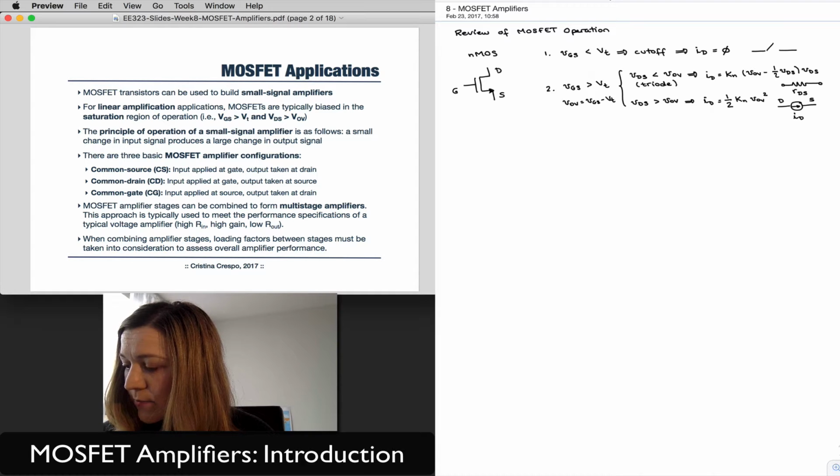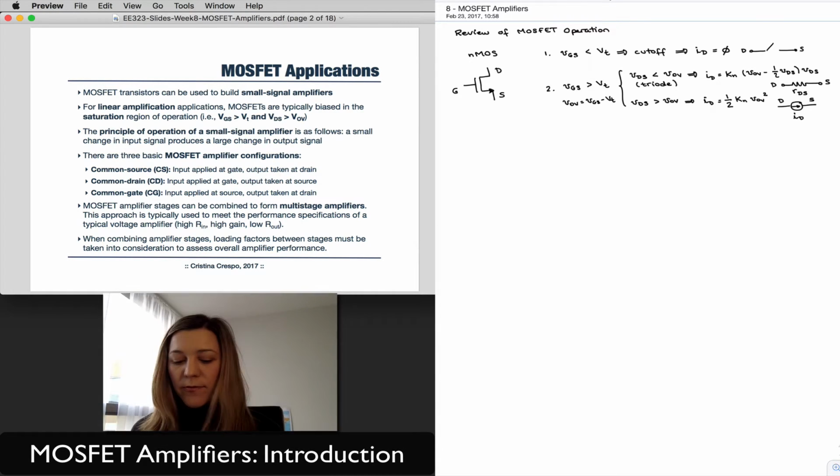That will be ID. And this will also be drain and source terminals, drain and source terminals. All right.